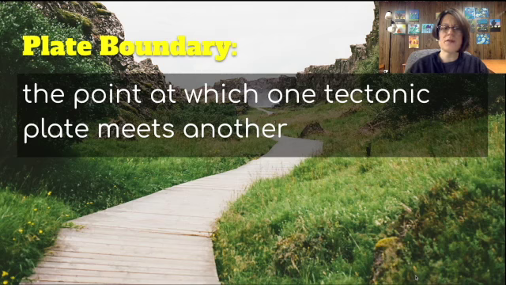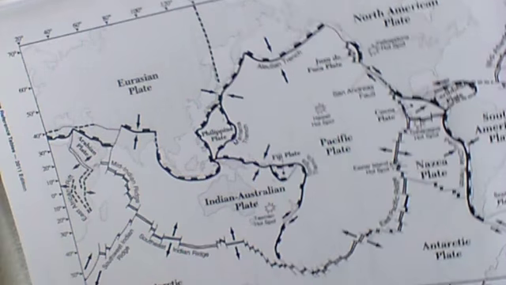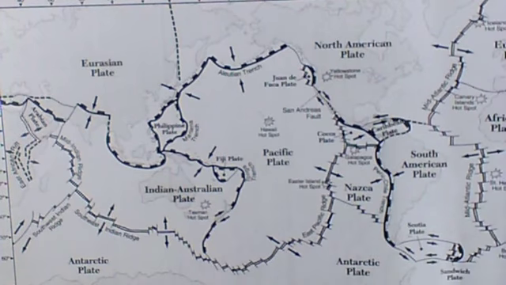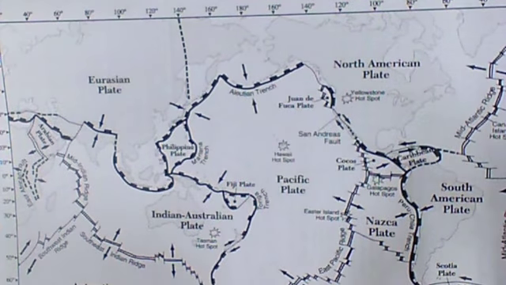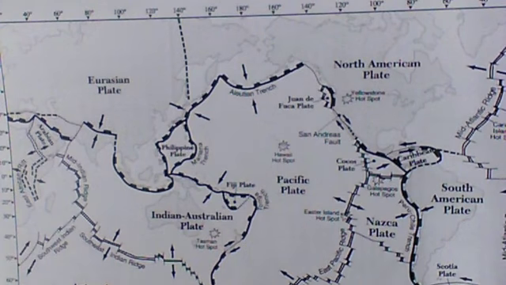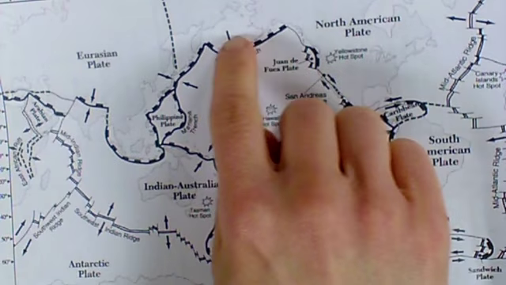So the first thing we have to know about are plate boundaries. This is the point at which one tectonic plate meets another. So what I want to do is take a look at our New York State Earth Science reference tables on page 5. This is page 5 of your reference tables, and it says tectonic plates at the top of it. And you will see a map with these boundaries.